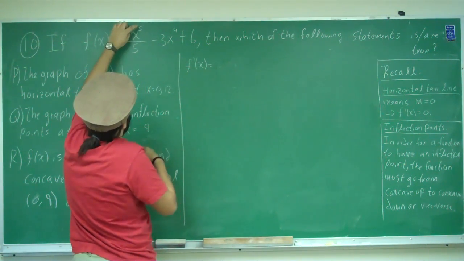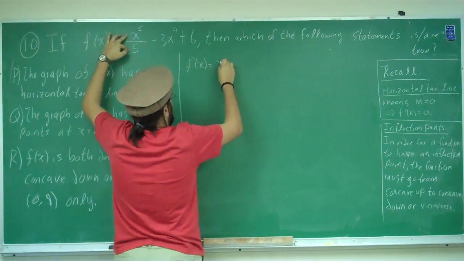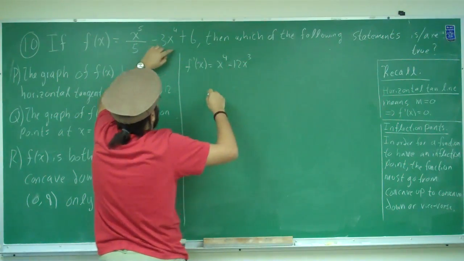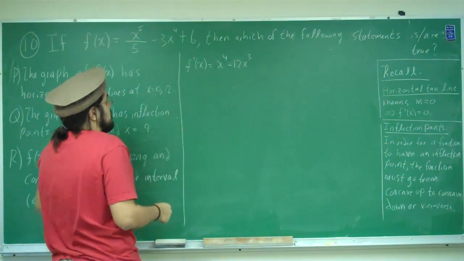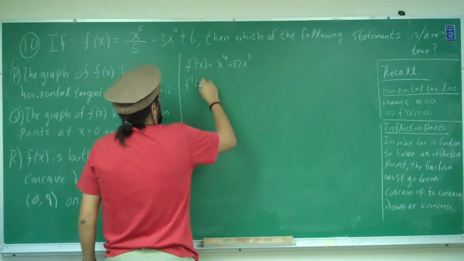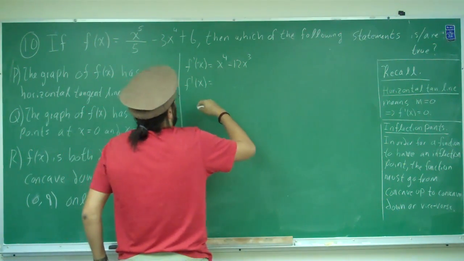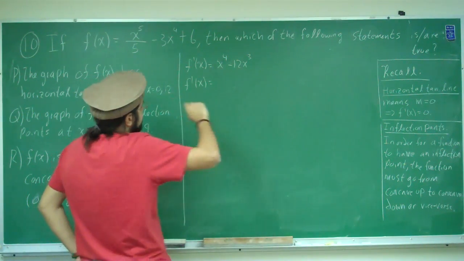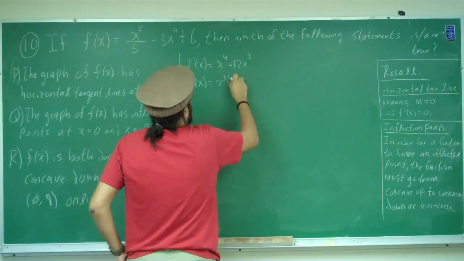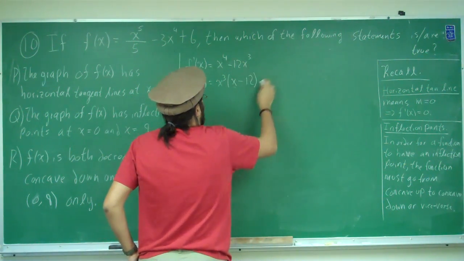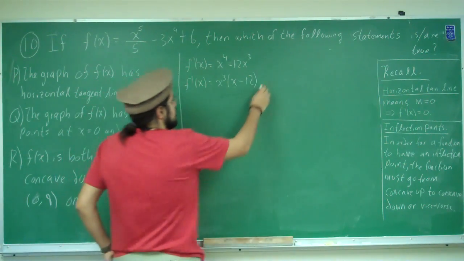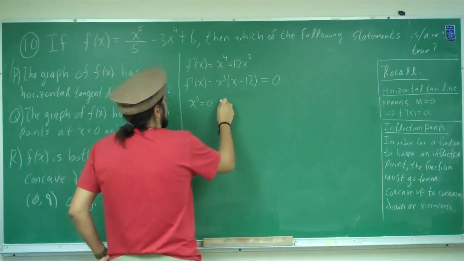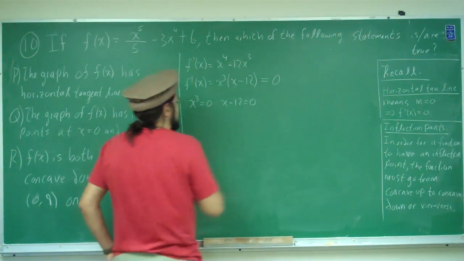F prime of x using the power rule. Bring the 5 down, the 5 cancels, you're left with x to the 4th. Here we're left with minus 12x cubed by using the power rule again. And the derivative of 6, a constant, is 0. Alright, let's go ahead and simplify this, because we want to equate this to 0. So we can factor out an x cubed. So we have x cubed times x minus 12. And now that that's factored out, we can go ahead and equate that to 0. If we do that, we obtain that x cubed is equal to 0, or that x minus 12 is equal to 0 by the zero factor property.